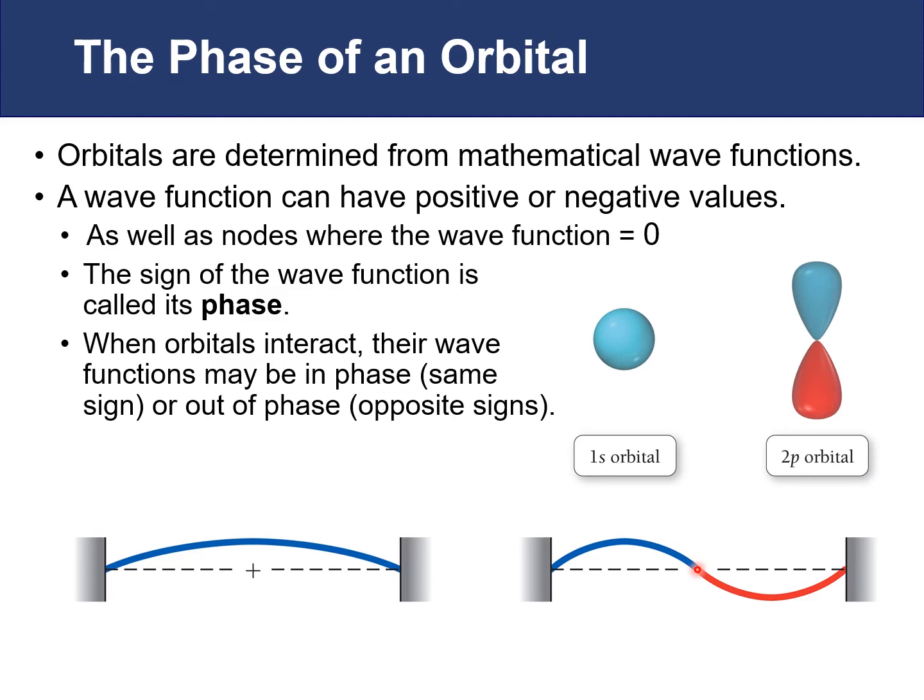When orbitals interact, their wave functions may be either in phase, having the same sign, or out of phase. If the wave functions are in the same phase, they will undergo constructive interference, becoming larger and having an additive effect. If the phases are misaligned, meaning that you have a positive phase from one orbital and a negative phase from the other orbital, they will destructively interfere, and this can lead to lack of interaction or non-bonding between orbitals, as we will see in later videos.